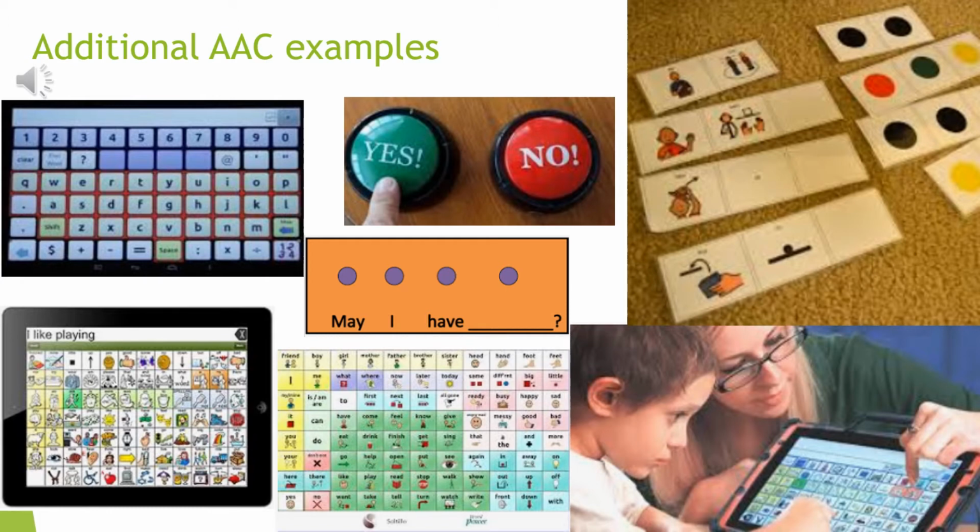Here are some examples of AAC. Just like therapy, there is no one-size-fits-all. So there are several examples of AAC, such as the high-tech version to the far left with icons, the available keyboard, our yes/no buttons, and some sentence strips in the upper right-hand corner.